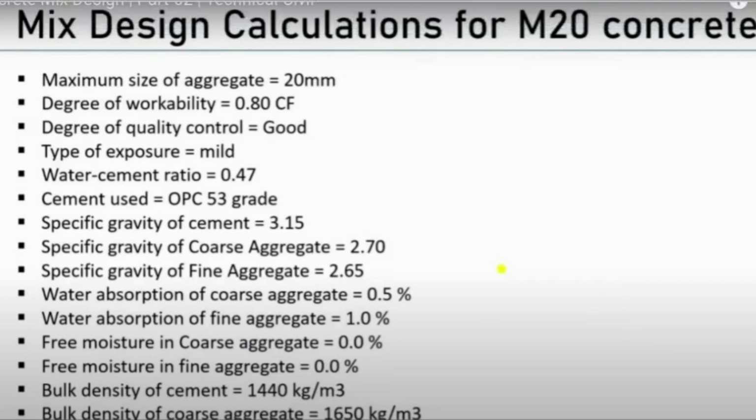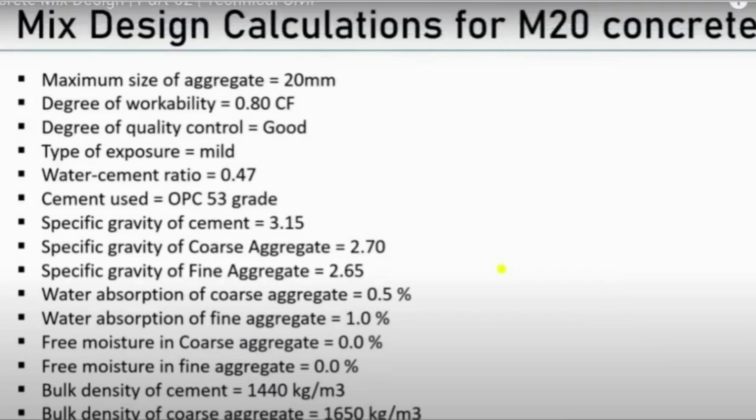Now the cement content. Cement equals water content divided by water cement ratio. W by C equals 0.47, so C equals W by 0.47. W equals 186, so 186 divided by 0.47 equals 395.75 kg.